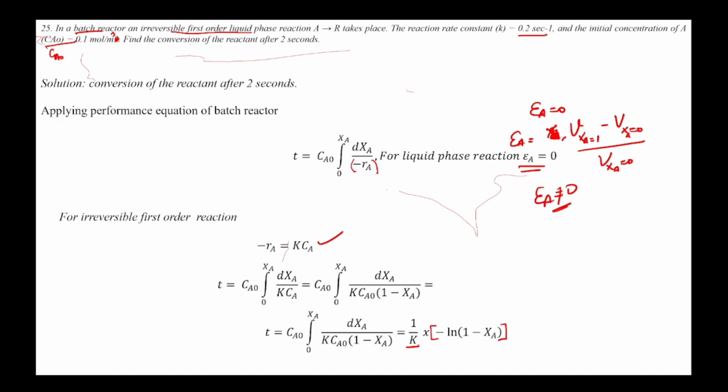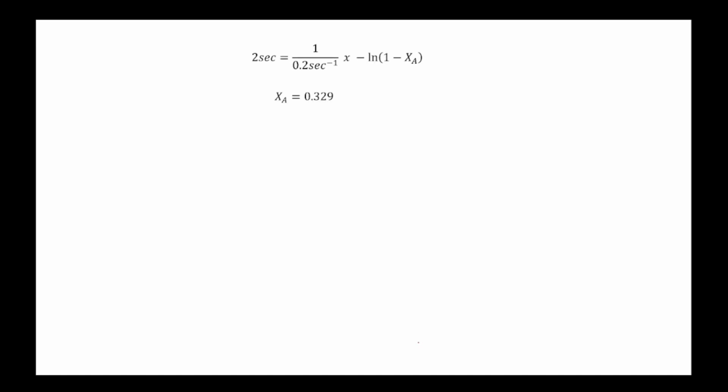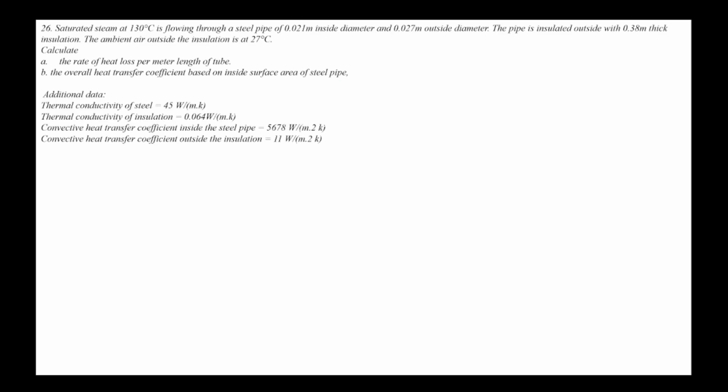We have put in all the values. So 2 seconds, 0.2 per second is the value of k. The second inverse will go up and become second, multiplication minus XA is 0.329. So this is the final answer. Straightforward question. Okay, straightforward. So next question.